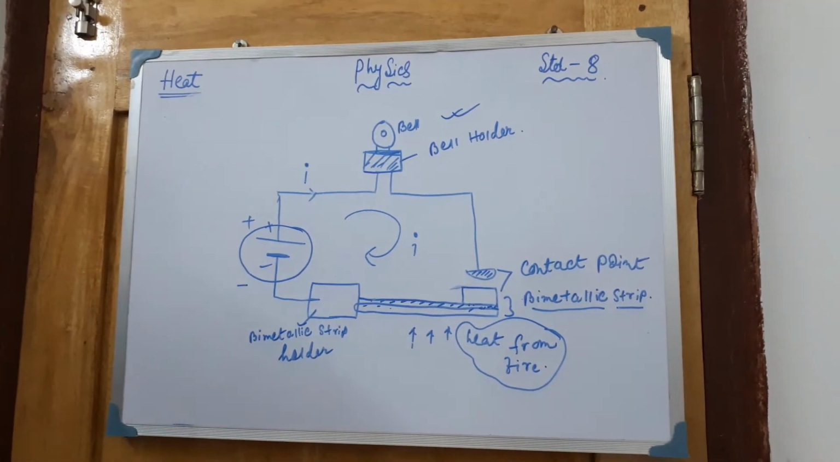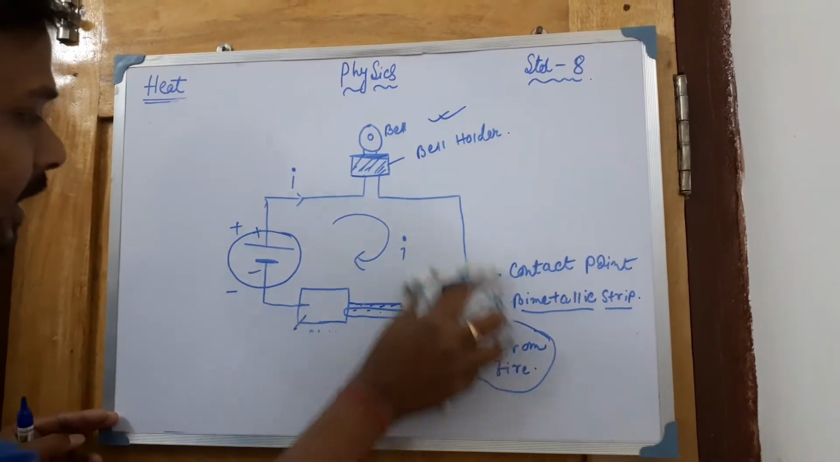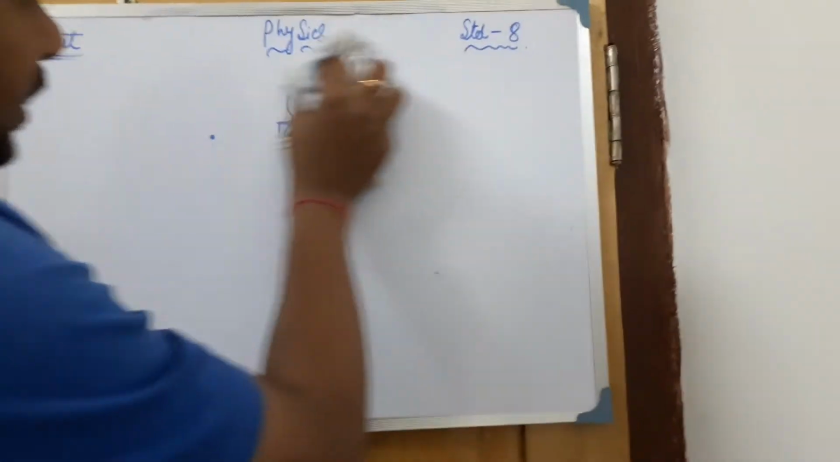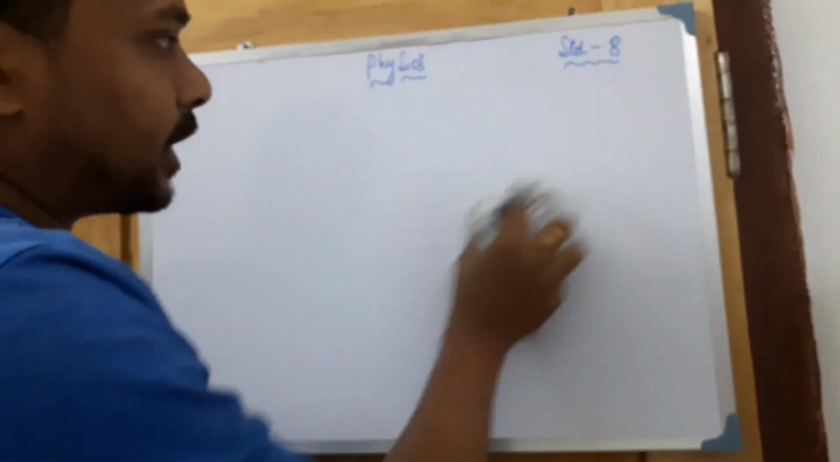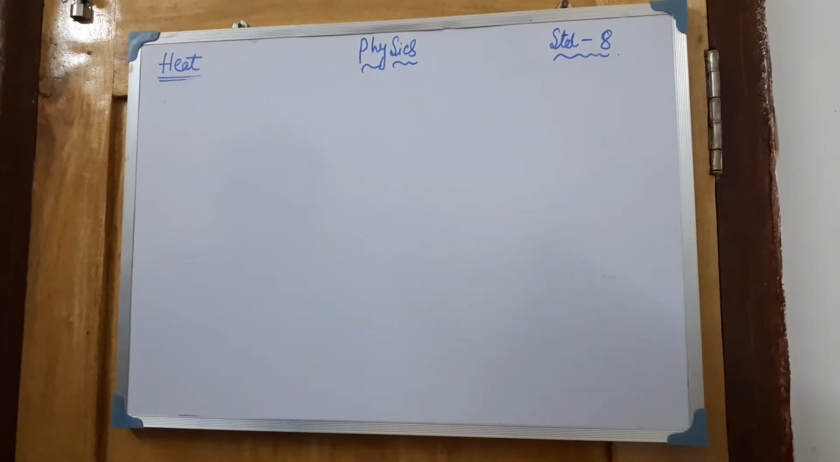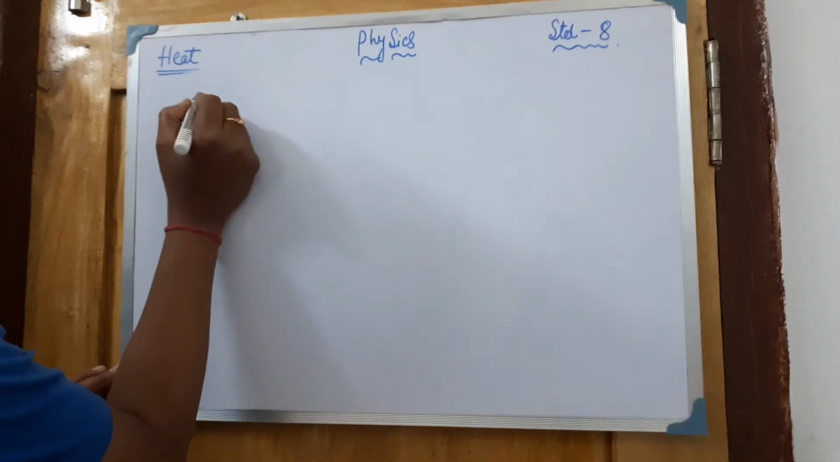Now the next thing in your syllabus is the demonstration of the cubical expansion. We have talked about the bimetallic strip, and we have told about linear expansion and superficial expansion. Now for the cubical expansion.